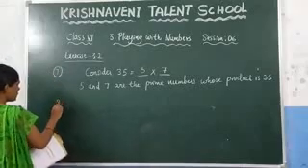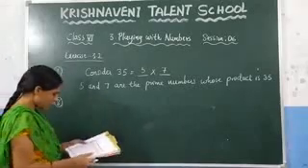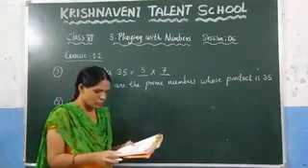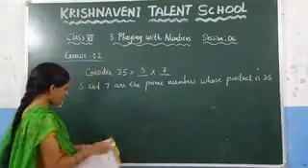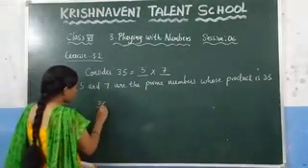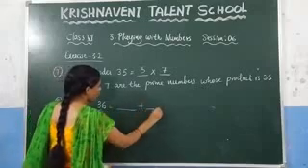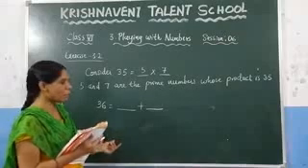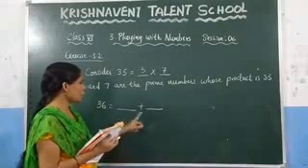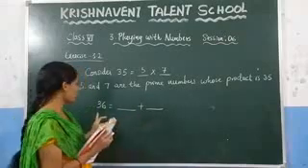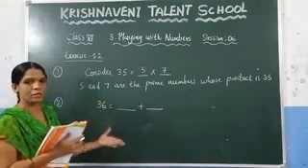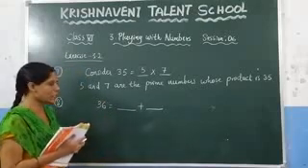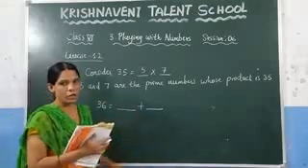8th question. What they asked here: express 36 as the sum of two odd primes. That means you need to write 36 as the sum of two odd primes. Here you need to write an odd number and that odd number should be a prime number. And if you add those two odd primes, you have to get the result as 36. You can write by your own, but what is the condition here? The two numbers should be odd primes.